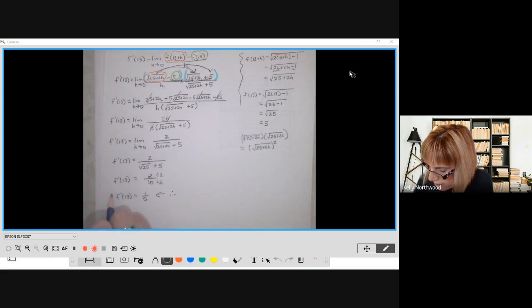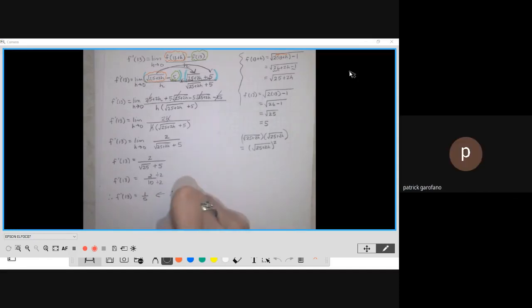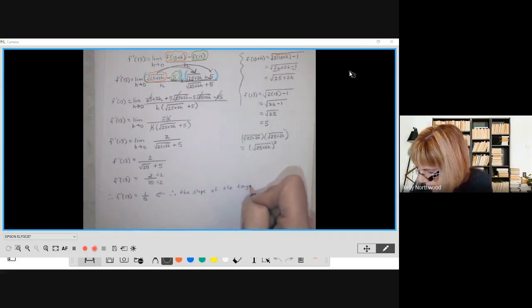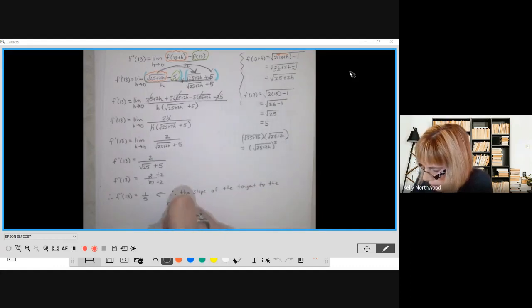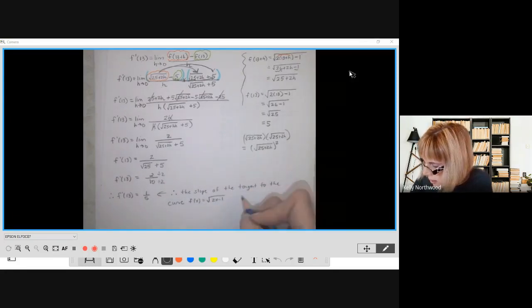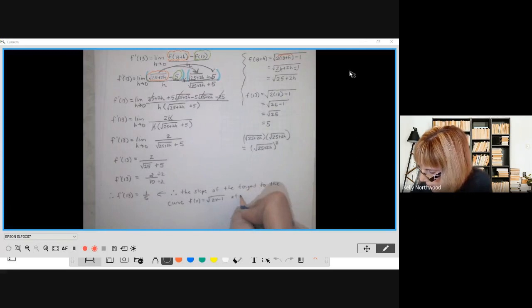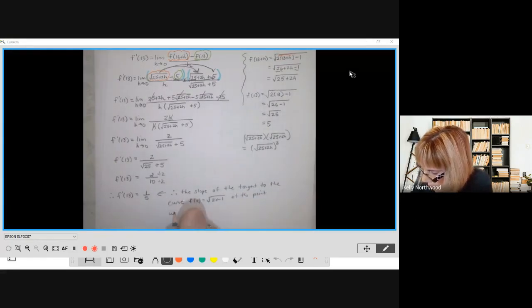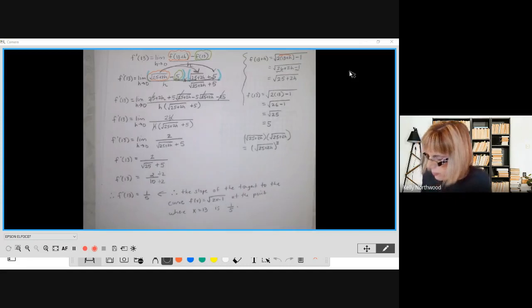What does that mean? The slope of the tangent at f prime 13 is 1/5. Close. The slope of the tangent to the curve f at x equals the square root of 2x minus 1 at the point where x equals 13 is 1/5. So this represents the slope, and this is where. Okay?